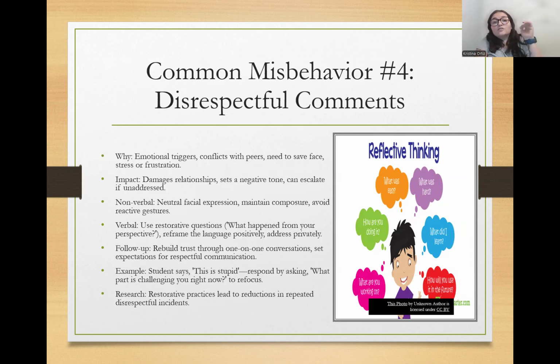Verbal: use rhetorical questions. "What happened from your perspective?" Reframe the language positively and address it privately. So you don't use the same language as they said. Reframe it in a more positive way and address it privately. Follow up: rebuild trust through one-on-one conversations and set expectations for respectful communication. An example: a student says, "This is stupid." Respond by asking, "What part is challenging you right now?" to refocus. The research that aligned with this: restorative practices lead to reductions in repeated disrespectful incidents.